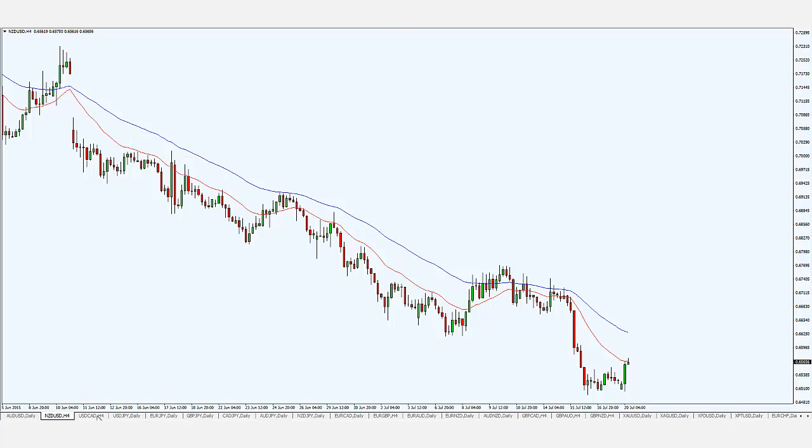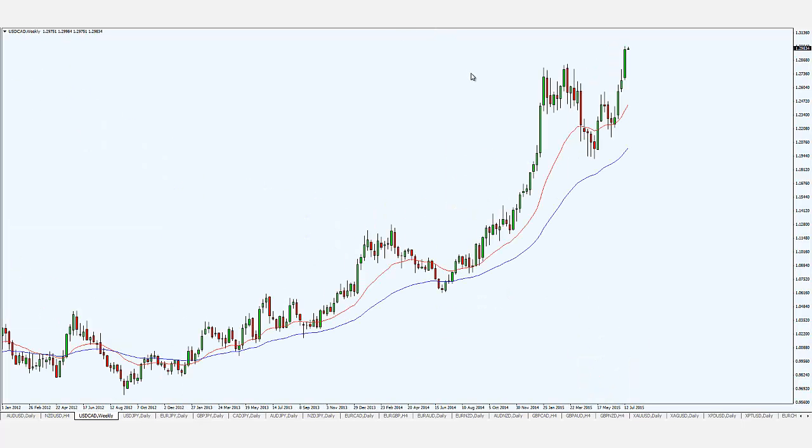Up next, let's look at dollar Canadian, another commodity currency. Previously we've covered the Aussie and the New Zealand. Looking at the weekly chart, again, it's bullish, right? You see that the 20 and 50 period moving average over here has been acting as dynamic support.